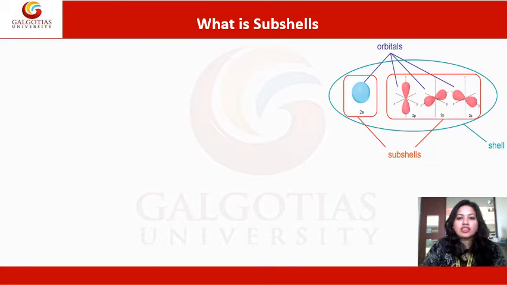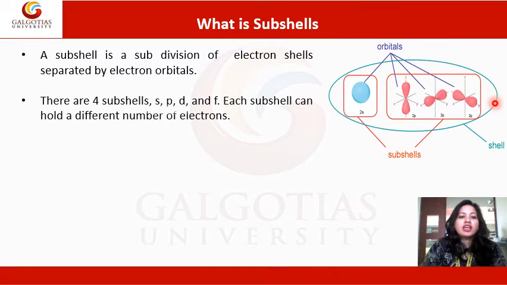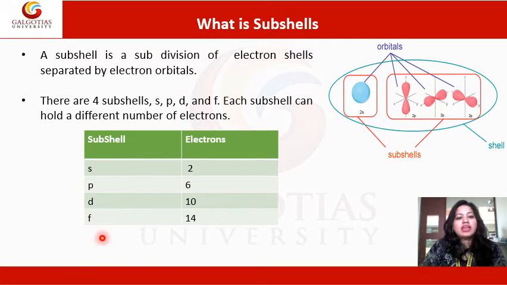Now we will discuss what a subshell is. A subshell is a subdivision of the electron shells separated by the electron orbitals. There are four subshells: s, p, d and f. Each subshell can hold a different number of electrons.